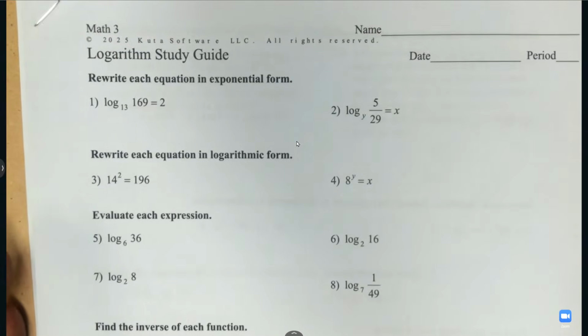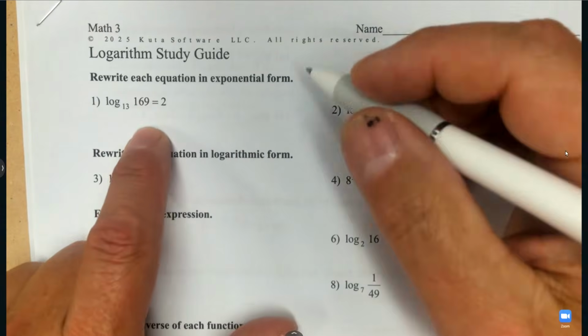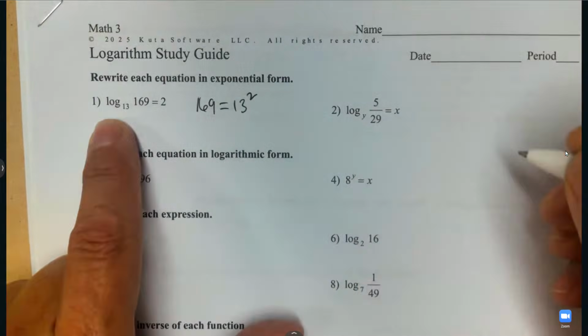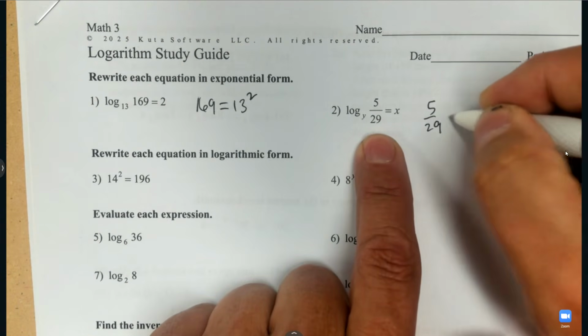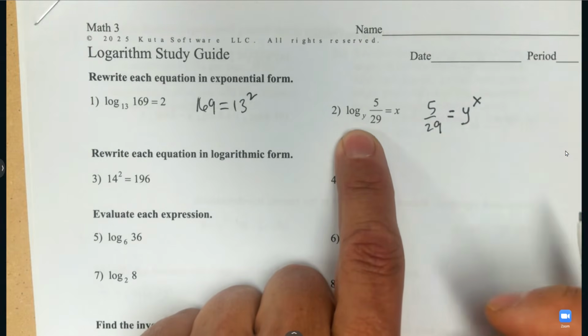So first, do you know how to rewrite a logarithm as an exponent or vice versa? If you have a logarithm, what's inside the logarithm? The base and the exponent. What's inside the logarithm equals the base to the exponent.